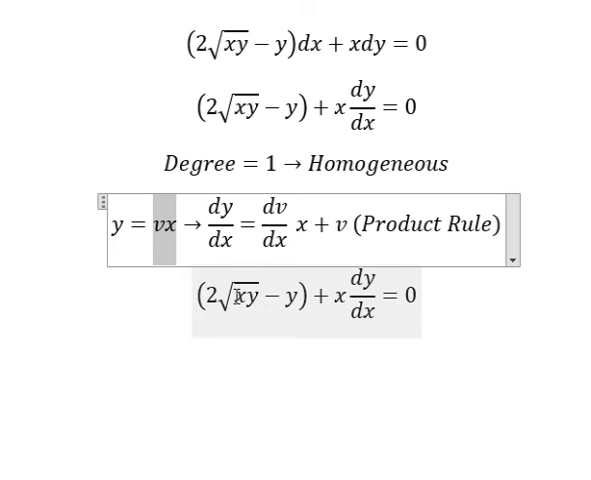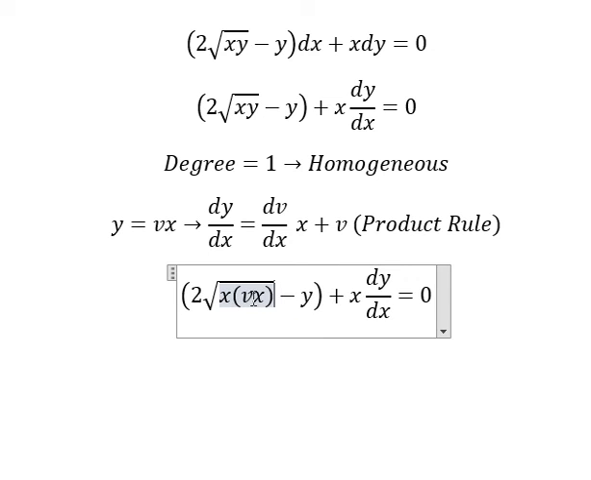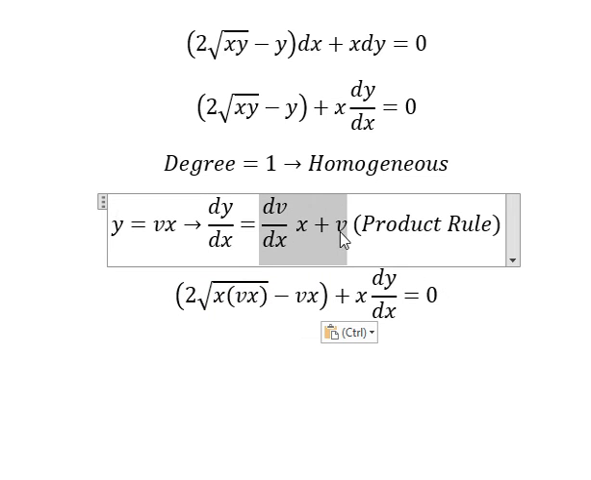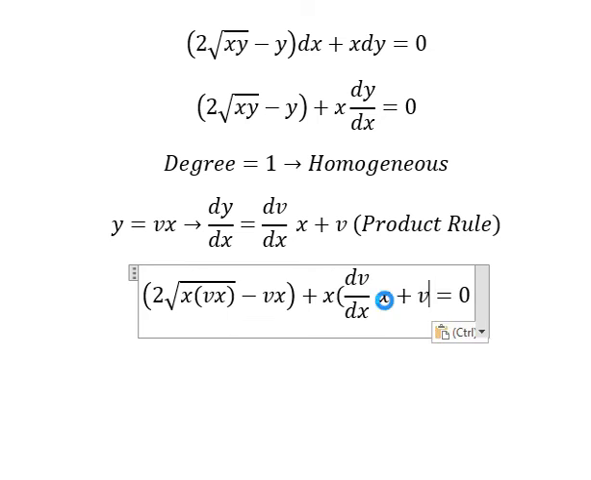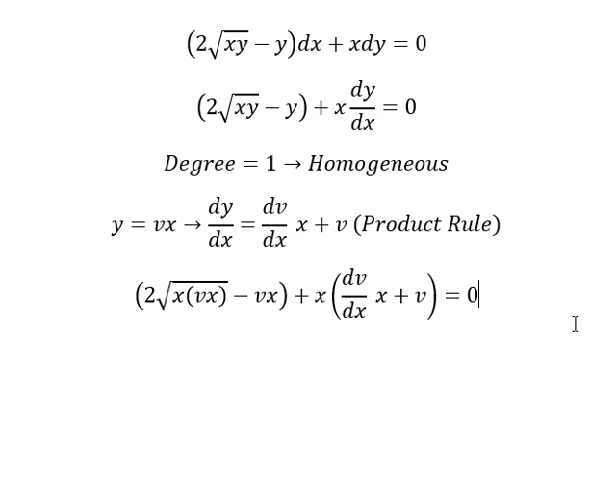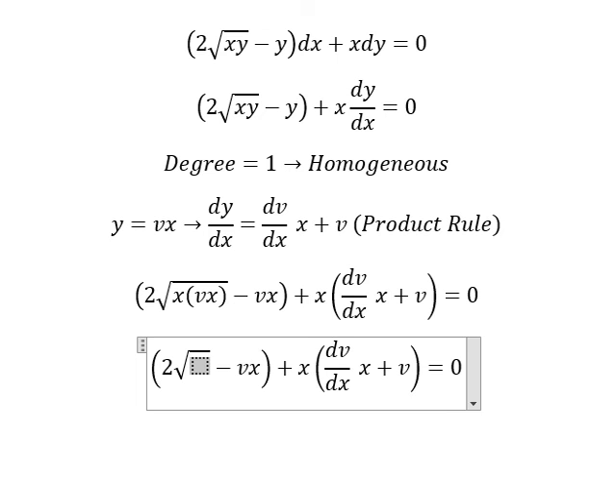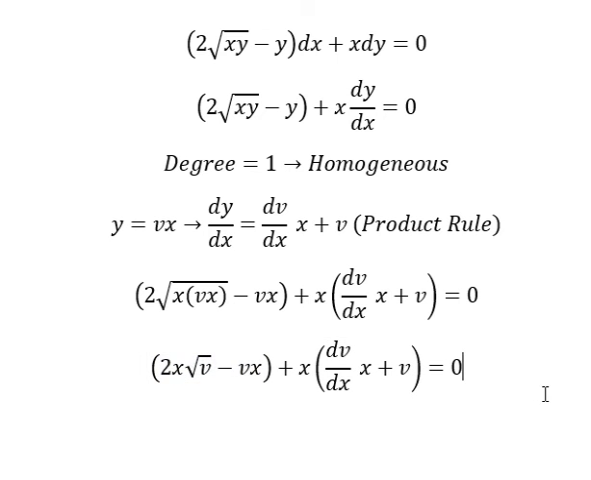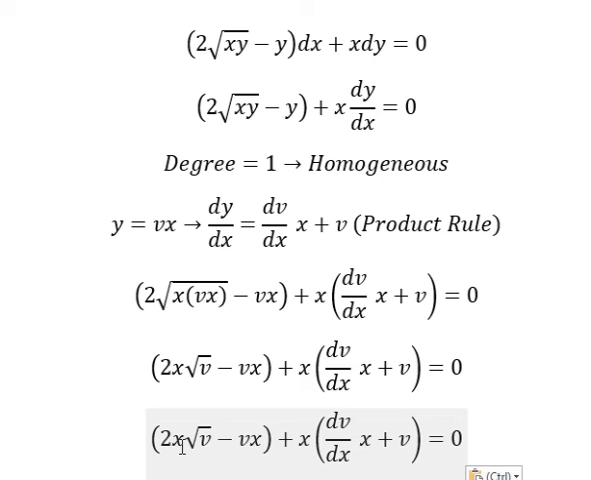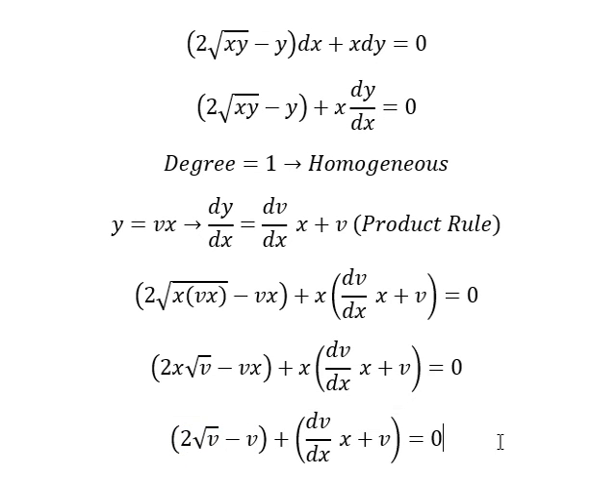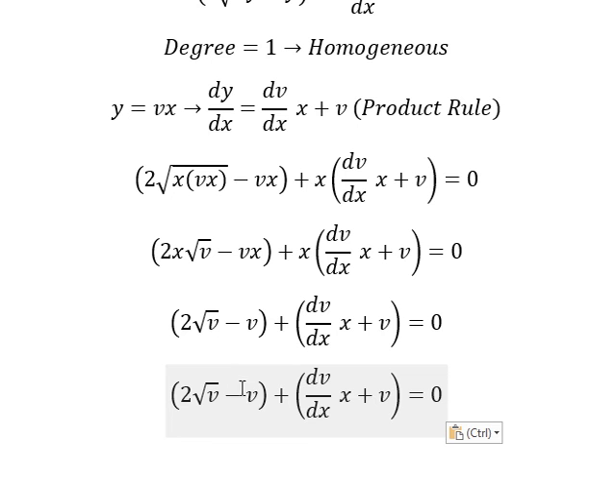So I will put this one going here and here. This one we change by this one. This one we have the square root of v multiplied by x. Now we need to simplify x for both sides. Negative v, positive v, we cancel.